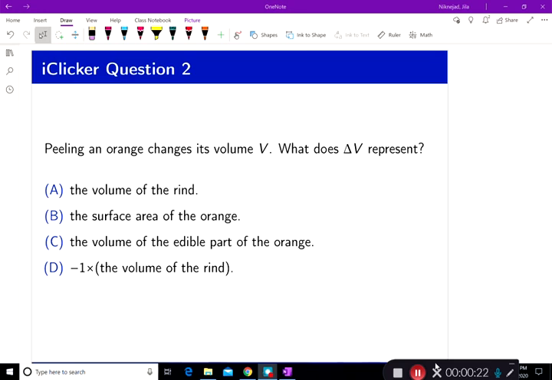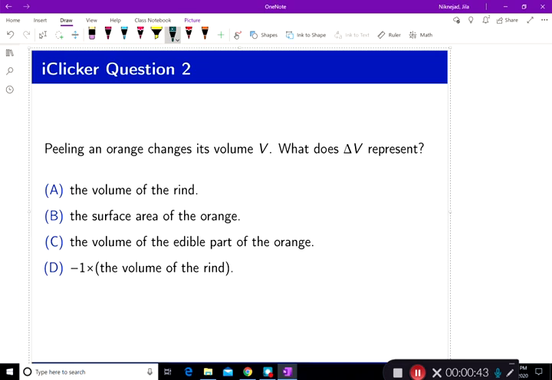I hope you stopped the video and thought about this a little bit. And so let's discuss this. What is delta V? The change in volume. I know that the amount that is changing, the absolute value that is changing, is the rind, right? It's the volume of the rind.